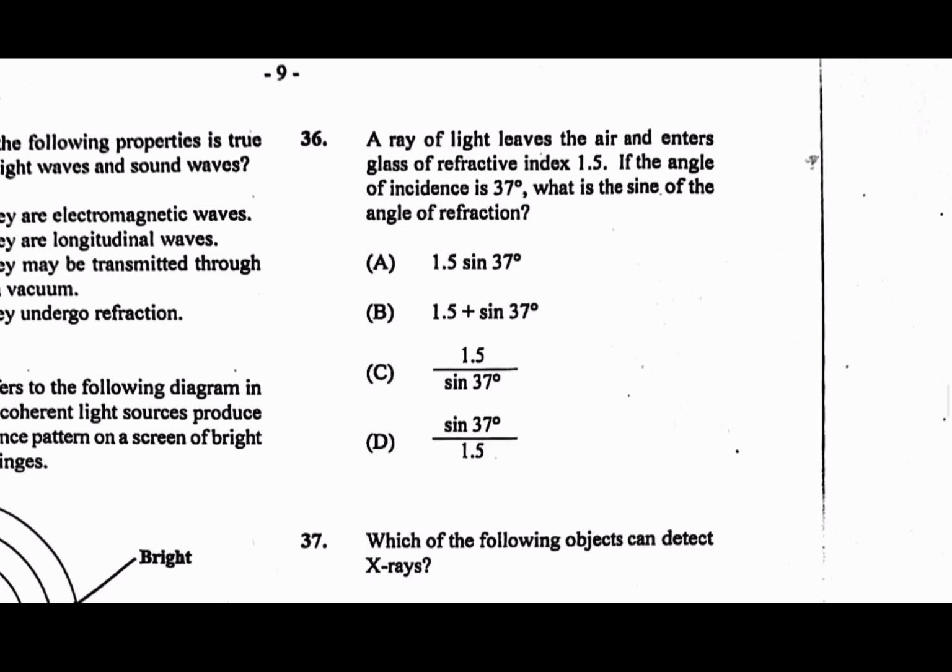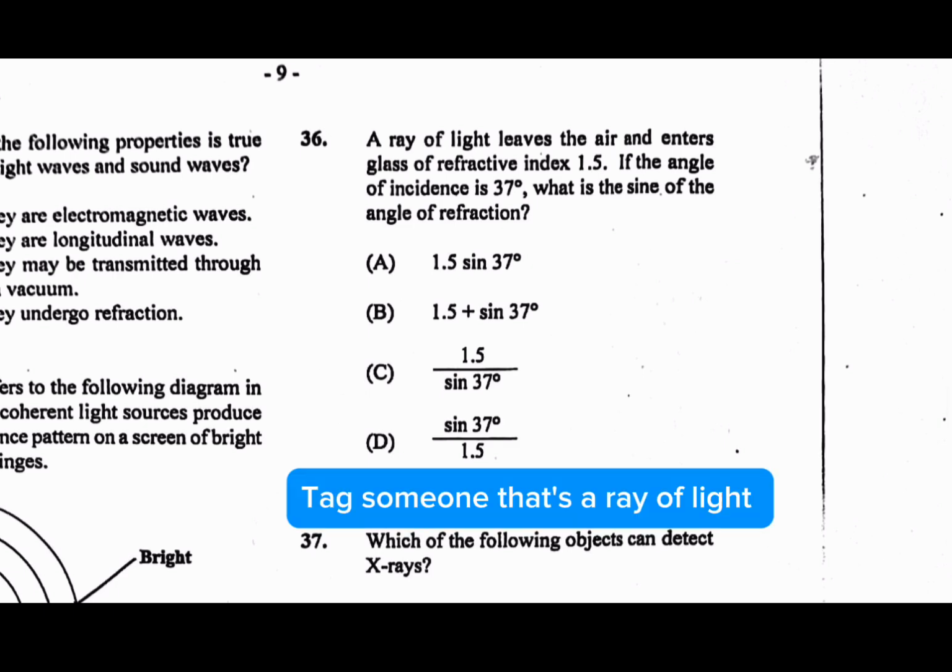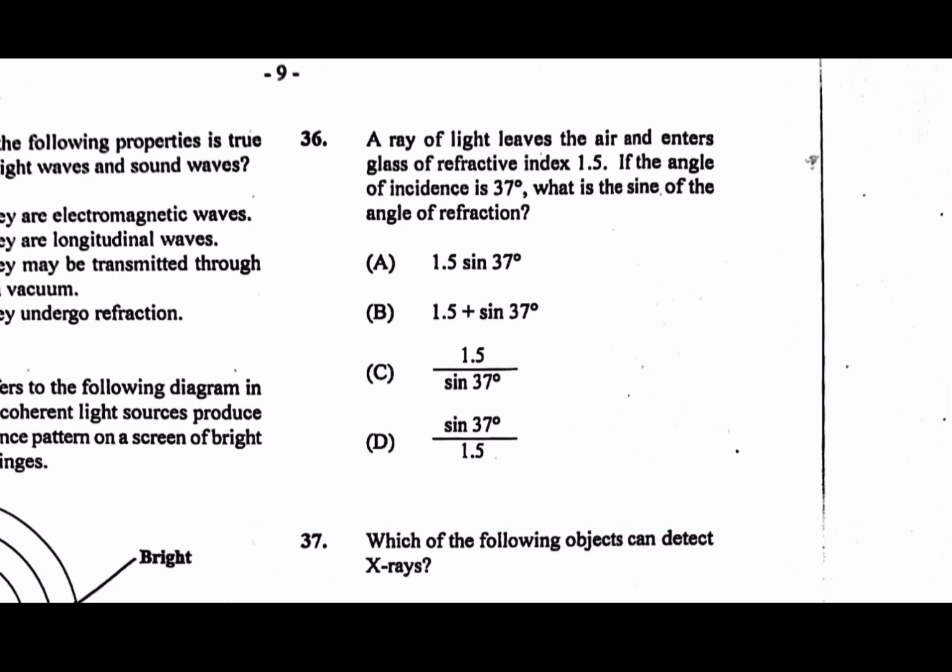36. A ray of light leaves the air and enters glass of refractive index 1.5. If the angle of incidence is 37 degrees, what is the sine of the angle of refraction? So the formula we have to use here is n = sin i / sin r.